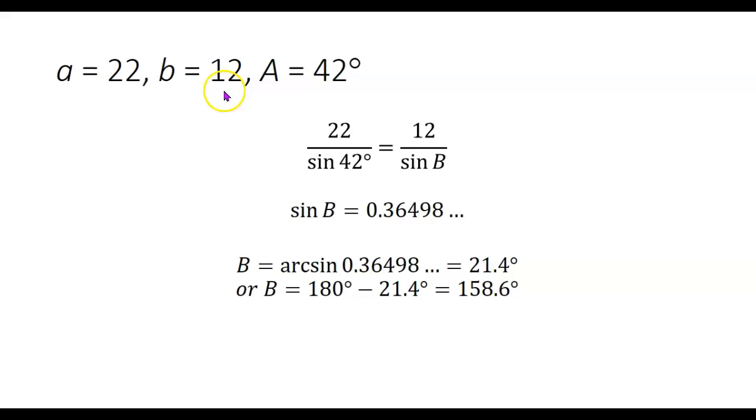Little a equals 22, b equals 12, and big A equals 42 degrees. Put those into the law of sines, and you get that the sine of b is 0.3648498, and so on. So far, so good. Now, b is either the arc sine of that number, which gives you the acute angle of 21.4 degrees, or you could also have the obtuse angle that's 180 minus that. 180 minus 21.4 degrees is 158.6 degrees. So far, we have two possible triangles, and we're going to chase each one of them down.